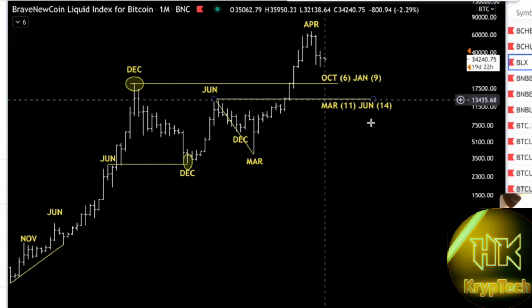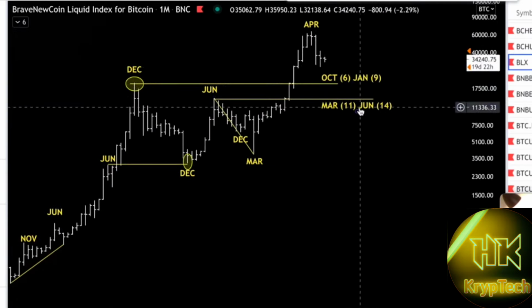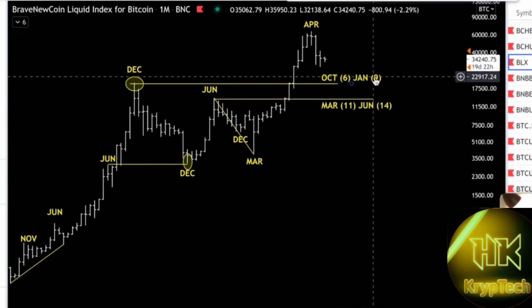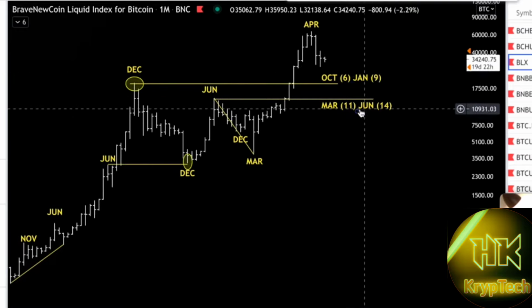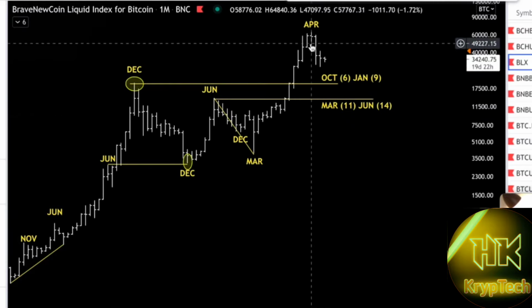For me, I think we could be seeing as a worst case scenario, something around the 9th to the 11th month from this all-time high.